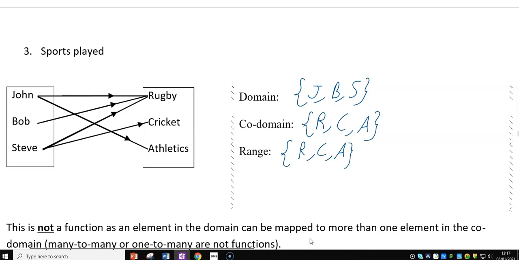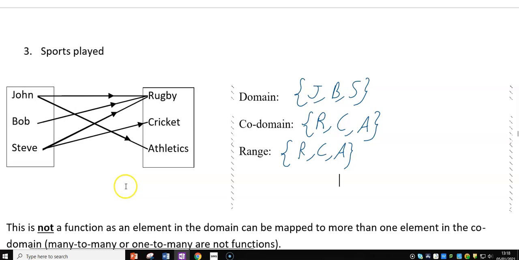This is not a function, and the reason it's not a function was the definition of a function was a mapping that takes one element to one and only one element in the second set. But if you have a look, John plays rugby and he also plays athletics, so one element goes to two elements. Likewise, Bob's fine, he does one thing, but Steve goes to two things.